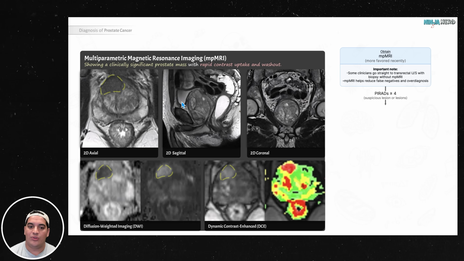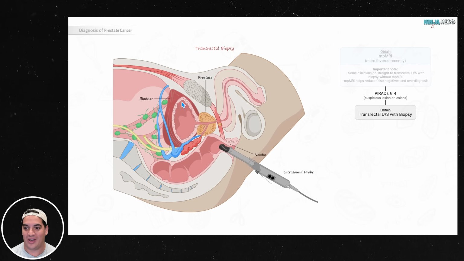Now, if you get the MP-MRI, it's just like breast cancer. You get a radiology report and it reports the PI-RADS score instead of the BI-RADS score. Anything greater than or equal to 4 is pretty concerning. It's a suspicious lesion and could be malignant. At that point, you're going to get the transrectal ultrasound with the biopsy. They take an ultrasound probe, run it up here, unfortunately, and it helps to find the mass. Usually it'll appear as a hypoechoic lesion.